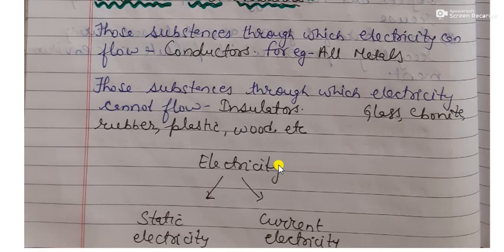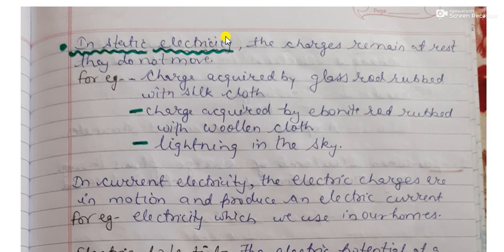Now students, electricity is also of two types, static electricity and current electricity. In static electricity, the charges remain at rest and do not move. For example, when we rub a glass rod with a silk cloth, then the charge acquired by the glass rod is an example of static electricity. And the charge acquired by ebonite rod when it is rubbed with a woolen cloth. Also the lightning in the sky is an example of static electricity.